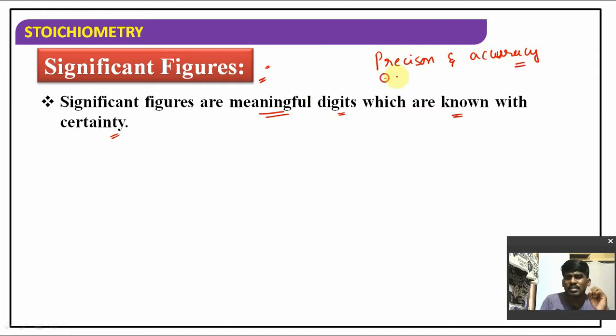So what is precision and what is accuracy? Guys, precision refers to the closeness to the true value. Closeness to the true value, that is precision, guys. Precision is the closeness to the true value.